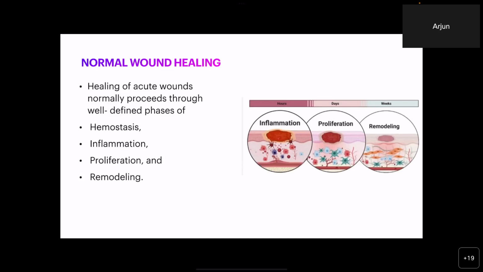Normal wound healing, healing of an acute wound, goes through well-defined phases of hemostasis, inflammation, proliferation, and remodeling. Coming first to the inflammatory phase, this is mainly mediated by mast cells, neutrophils, and macrophages. This occurs within 24 hours of acute injury and lasts up to 2 weeks. In this phase, these involved cells produce chemokines, cytokines, and growth factors, which in turn release tumor necrosis factor alpha, interferon gamma, and interleukins.